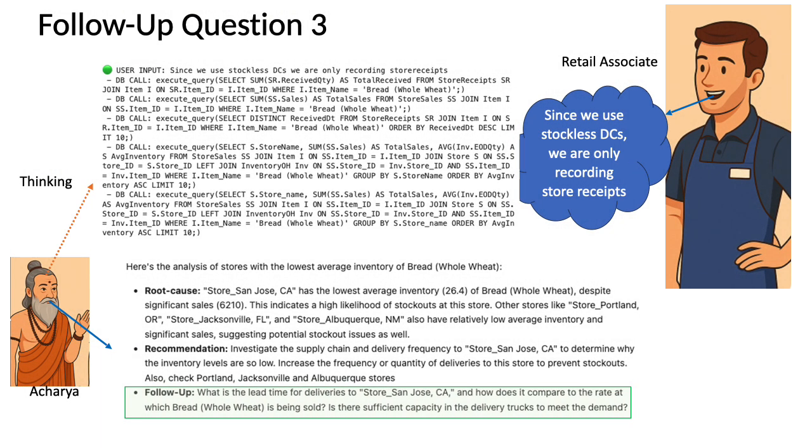Here, instead of asking a question, the associate makes a clarifying statement. Since we use stockless distribution centers, we are only recording store receipts. Acharya examines the structure of the data to verify this assumption and investigate received quantity from store receipts and continue the investigation of vendor 2 and item bread. As a follow-up, Acharya suggests checking lead time for deliveries.